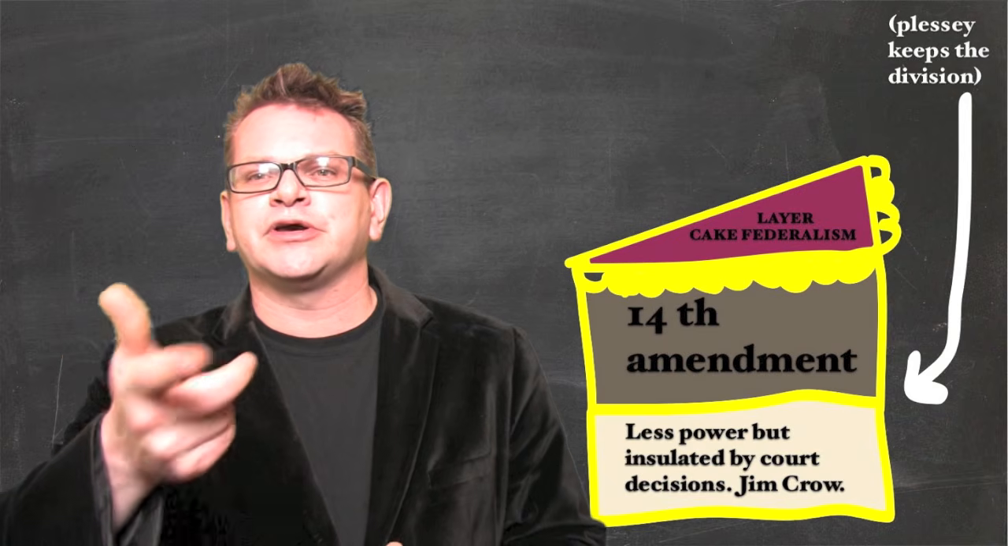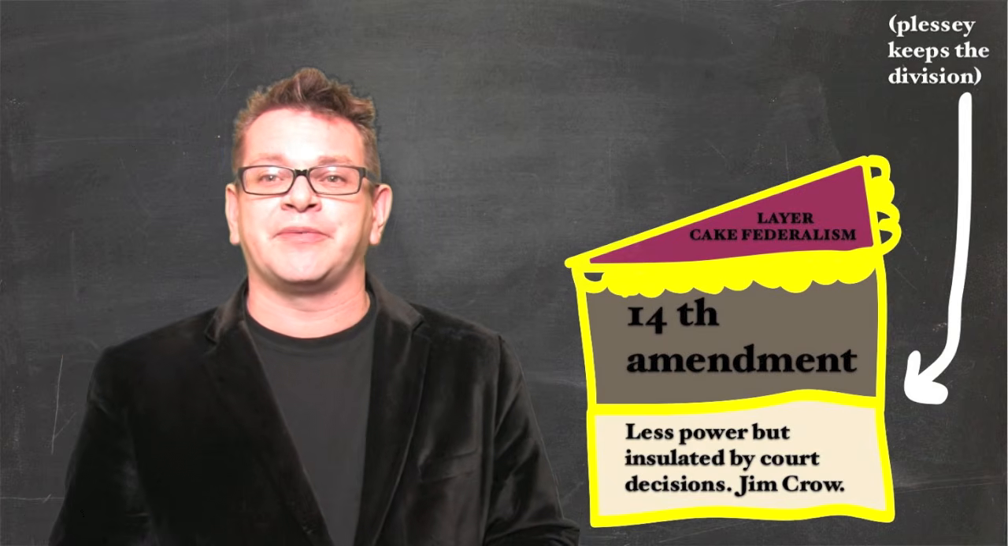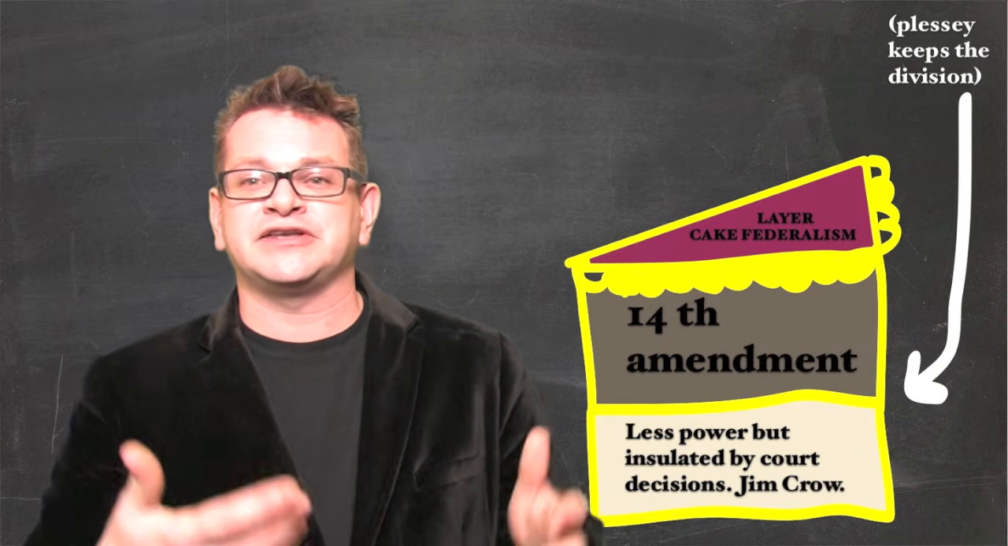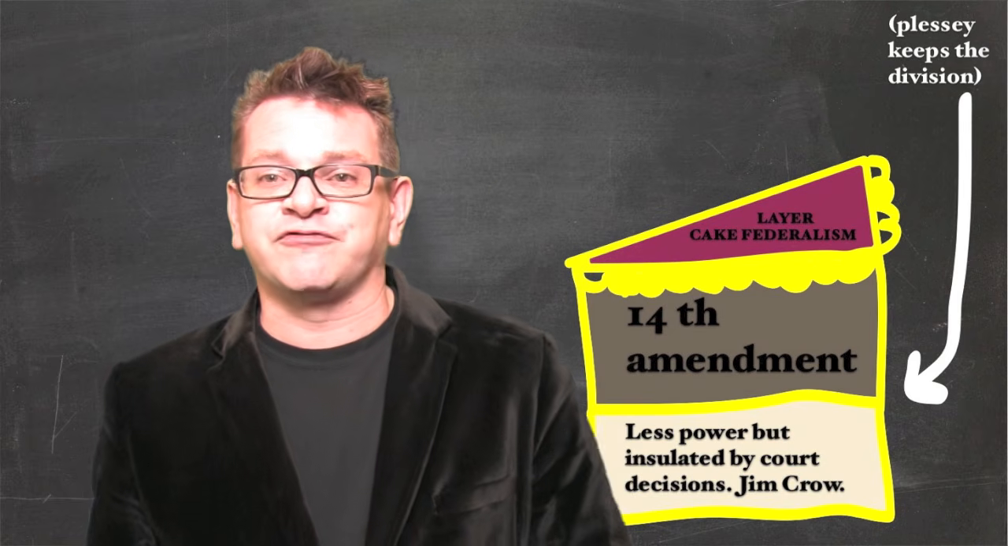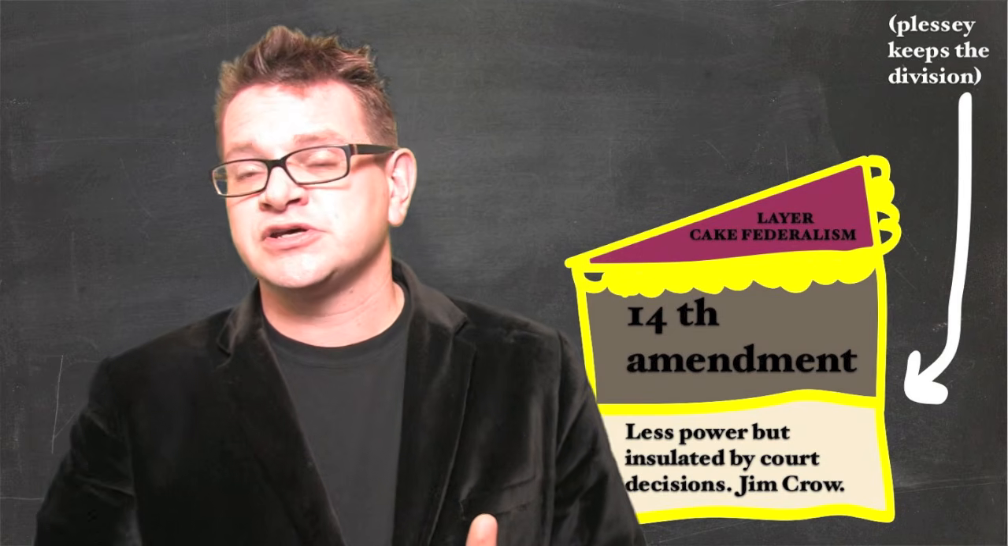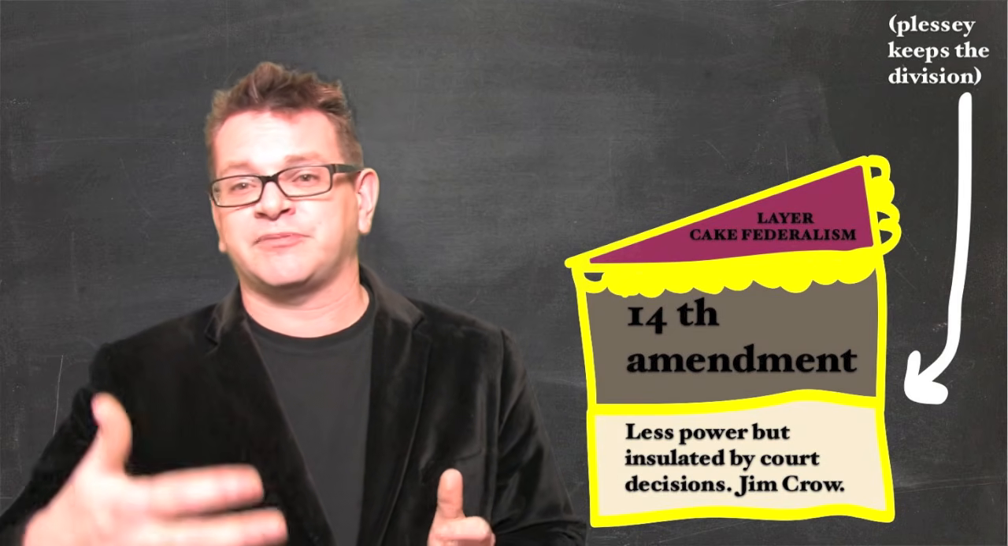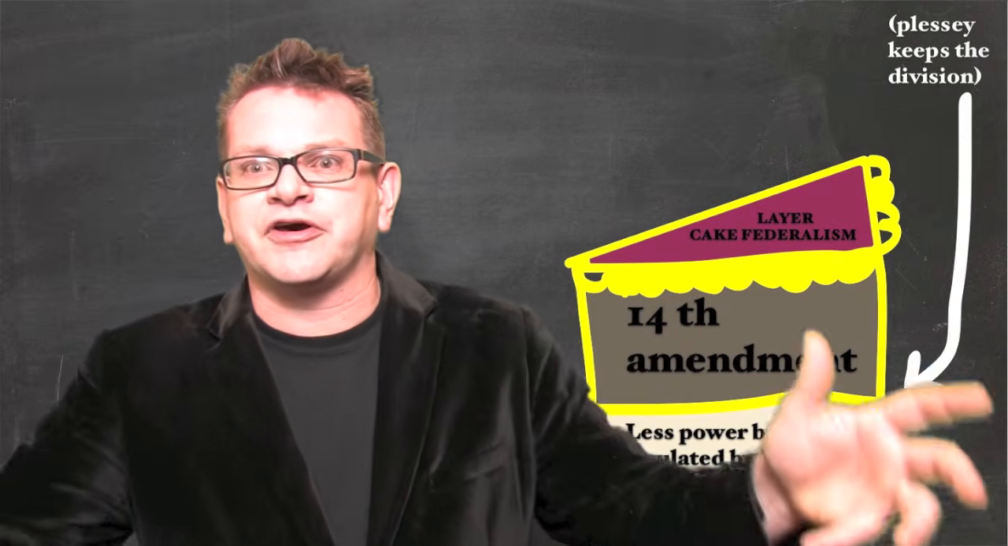Which is ironic because in the Slaughterhouse Cases that we learned about, what did the Supreme Court say in the 1860s and 70s? It said that the 14th Amendment wasn't for corporations. It wasn't designed to protect people other than African Americans.